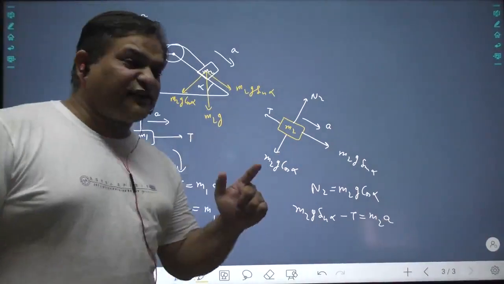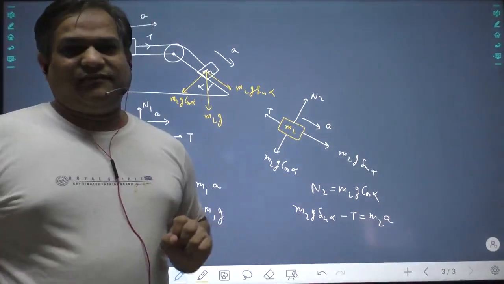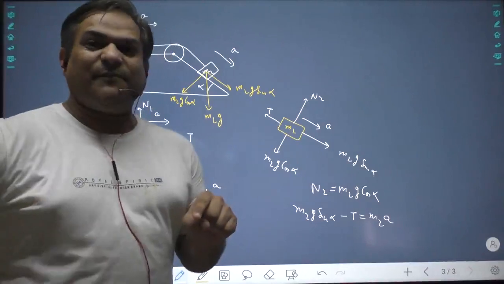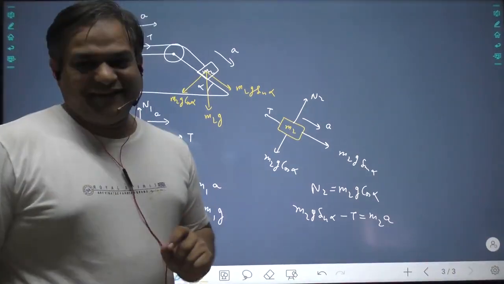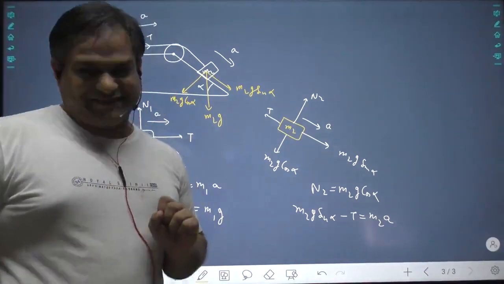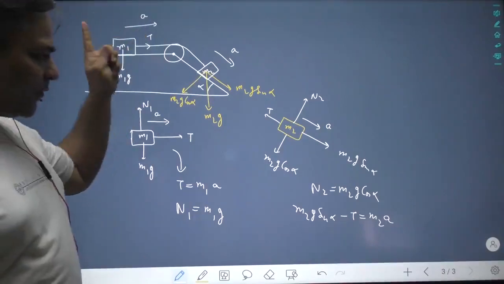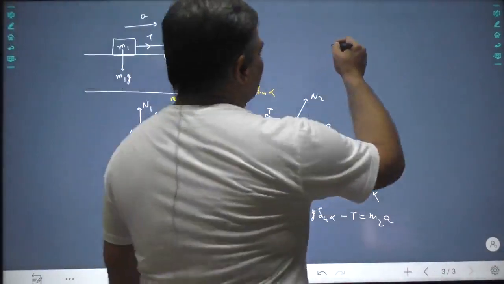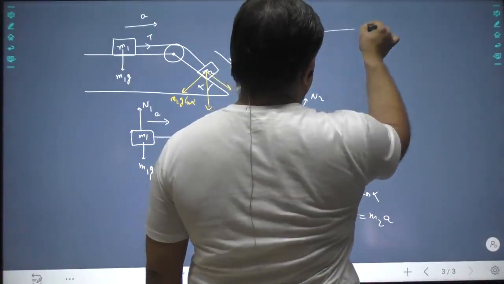See, this is the main part: isolating the body, writing down, making free body diagrams. Solving the equation is not the main part, because everybody can solve the equation. But this is the main part. Please copy this down. And after copying this, make a free body diagram of this.